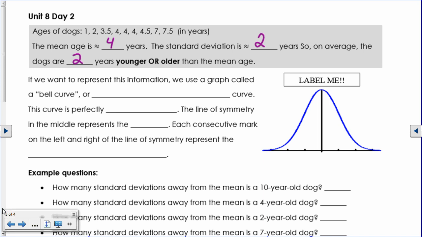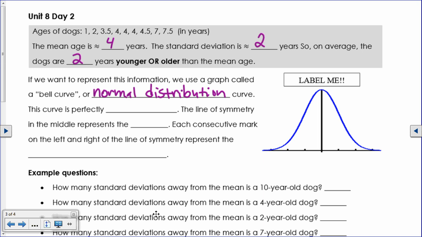So to represent information, we use a graph called a bell curve or a normal distribution, a normal distribution curve. We call it a normal distribution because look at how the curve is drawn. You have fewer points out here and more points as you get more towards the middle of the data set. So that's why it makes this shape. They're assuming that the majority of the points are near the mean, and then as you go further out from the mean, there are fewer points. So that's why it creates that kind of curve.